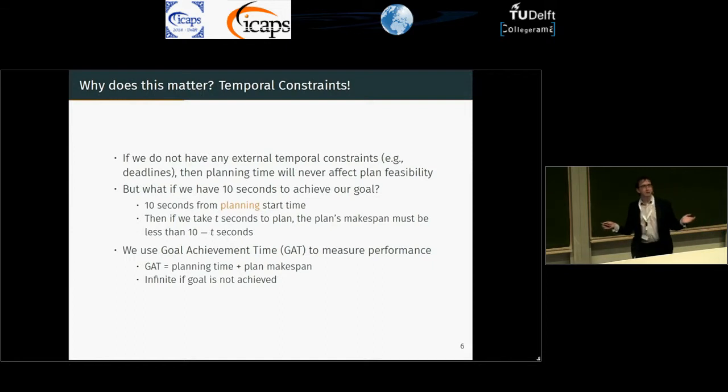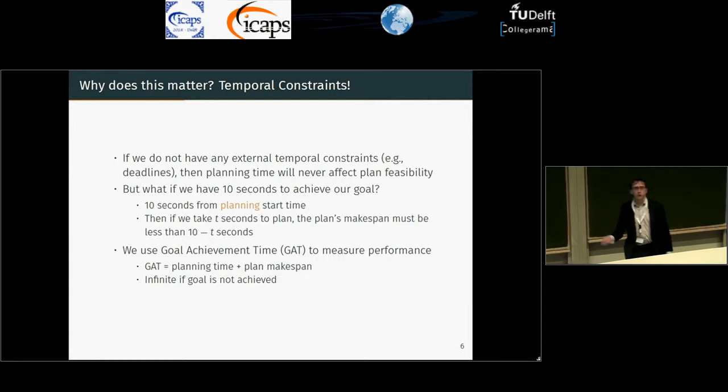This doesn't really matter if you don't have external temporal constraints. But as soon as you have something as simple as a deadline, if you are in a situation, you know you need to plan, and you've got a deadline by which you need to have got things done, the time spent planning matters. So if we say we have a 10-second deadline from now, it's no good spending 8 seconds to find a plan which will take 4 seconds to execute, because by that point we are 2 seconds past our deadline. So if we've taken t seconds to plan, then the plan's makespan must be no greater than 10 minus t for us to stand a chance of actually executing it inside the deadline we have available.